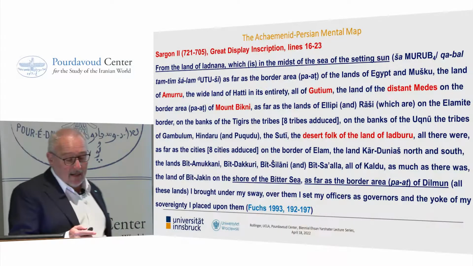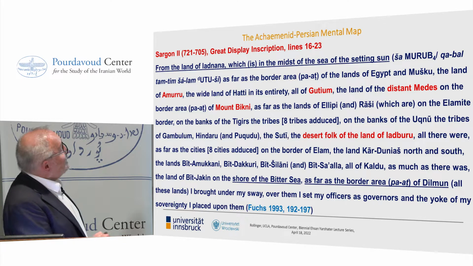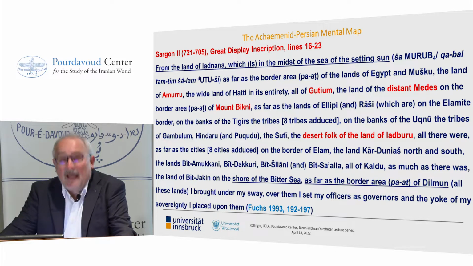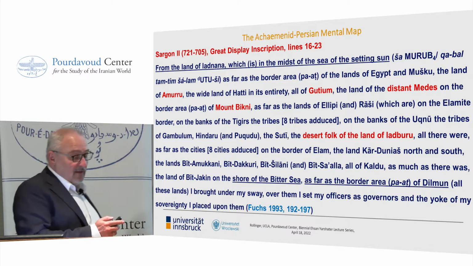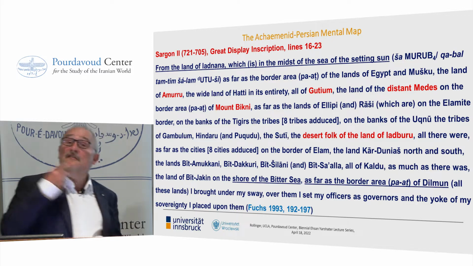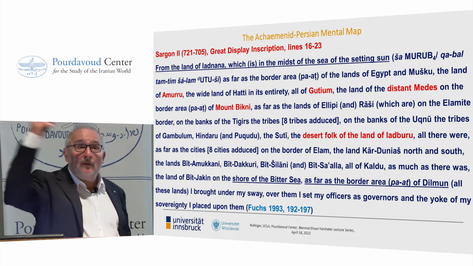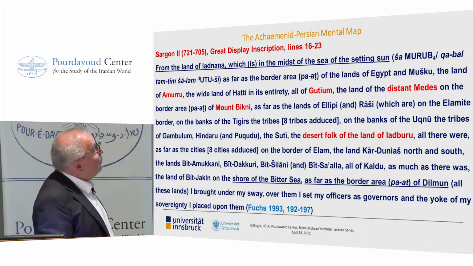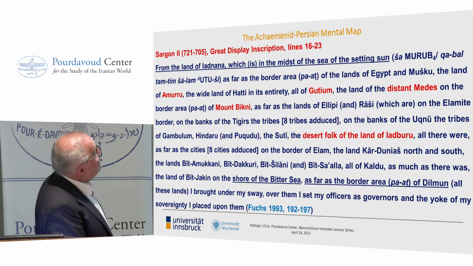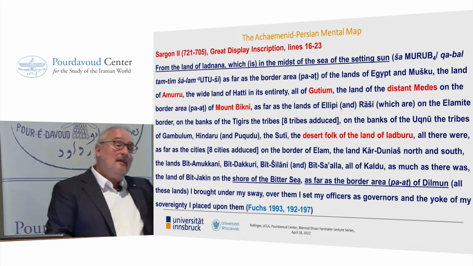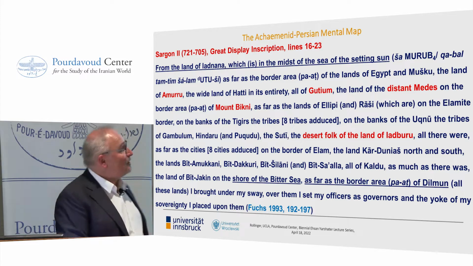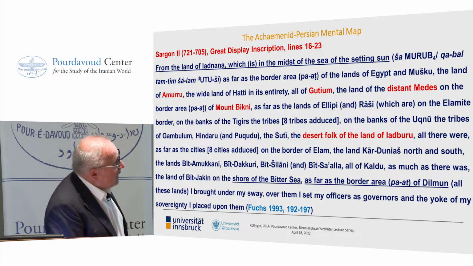The first one is from the reign of the Neo-Assyrian king Sargon II at the end of the 8th century BC. And you can see I have underlined the specific phrases showing that world rule is again envisioned as a rule bordered by the ocean as the border of the world. So from the land of Yatnana, which is Cyprus actually, which is in the midst of the sea of the setting sun, so this is the west, until the shore of the Bitter Sea, that is the Persian Gulf, as far as the border area of Dilmun.